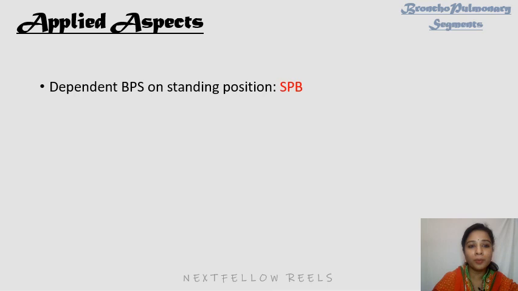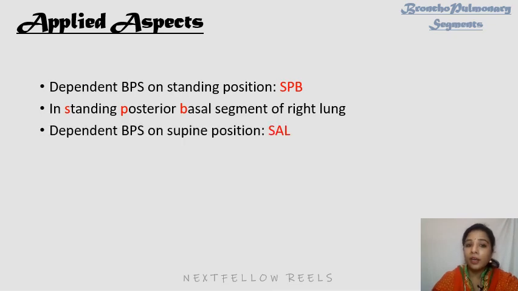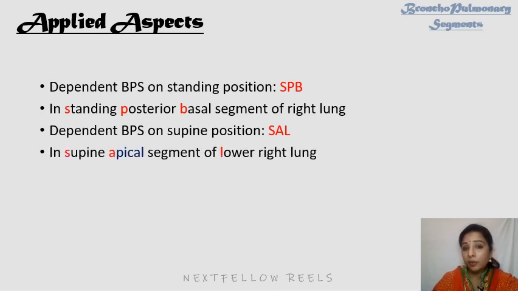Coming to the applied aspect of bronchopulmonary segments, it is most important to note the dependent bronchopulmonary segments. In standing position you can remember it as SPB: in standing, the posterior basal segment of the right lung is the most dependent bronchopulmonary segment. In supine you can remember SAL: supine, apical segment of the lower right lung is the most dependent. Why are we learning these dependent areas? It is very important in foreign body aspiration.